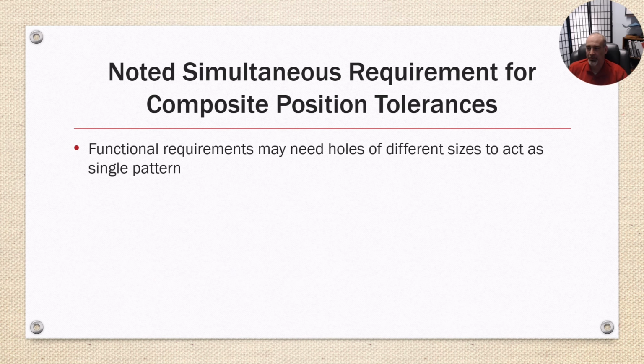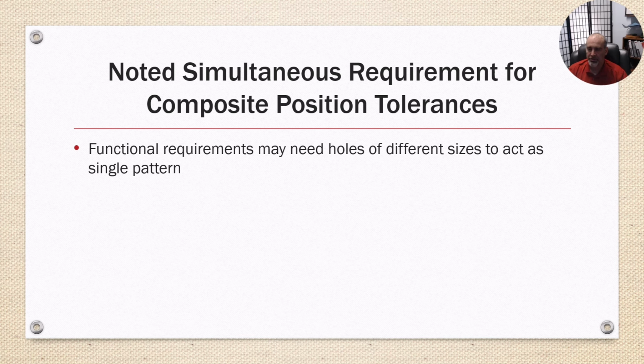So just like the previous example, you'd have to check each pattern independent to each other. You could really use the same fixture. You would just have to have the pins be removable so that you're only checking one of these two patterns at a time. Okay, noted simultaneity requirement for composite position tolerances.